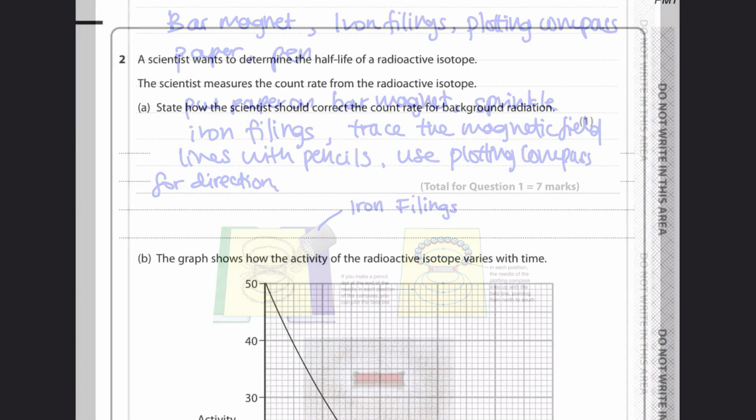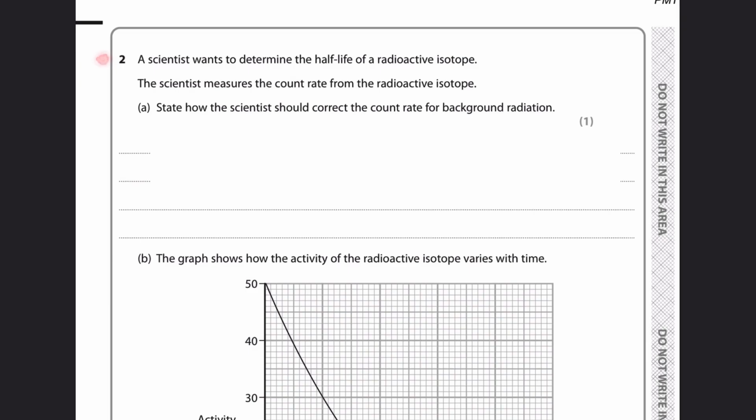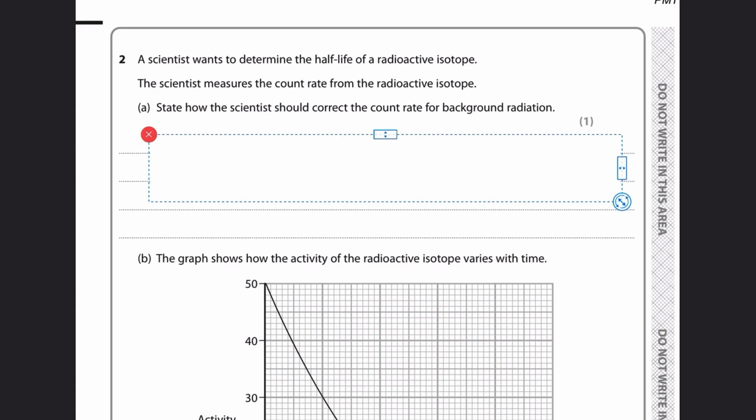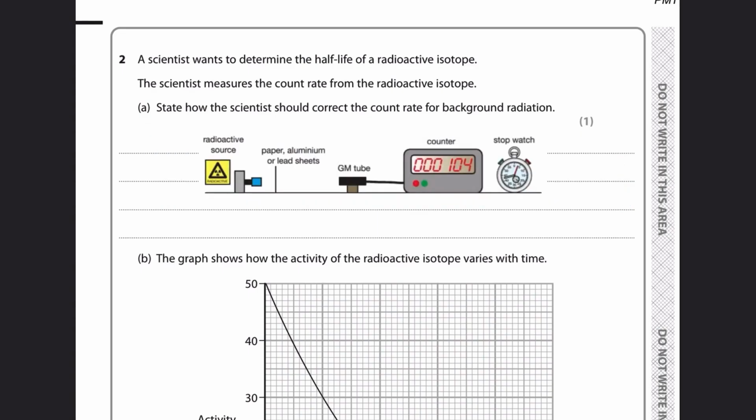Done. So question 2 says, a scientist wants to determine the half-life of a radioactive isotope, and he measures the count rate from the radioactive isotope. State how the scientist should correct the count rate for background radiation. Okay, now let's just take a look at the actual experimental setup. This is how you do an experiment when you want to investigate the radioactive activity of a material. Again, just like the previous question, what is your shopping list? What is your apparatus you're going to use?